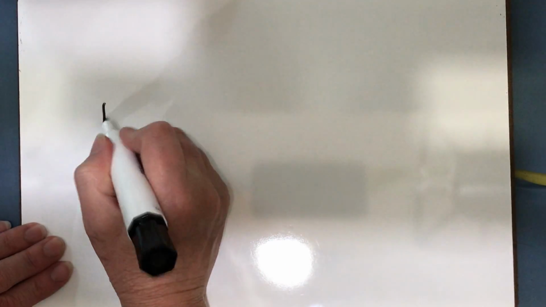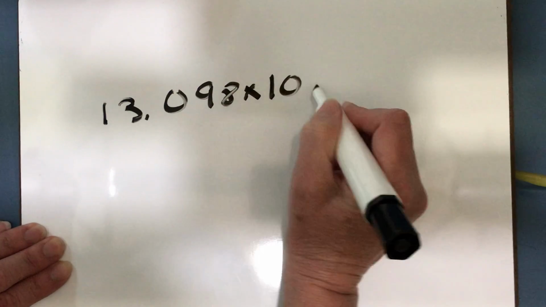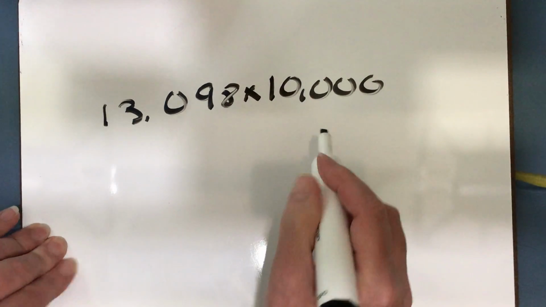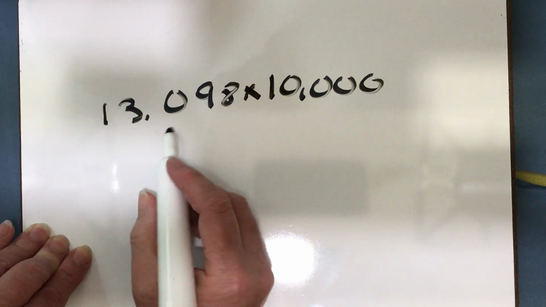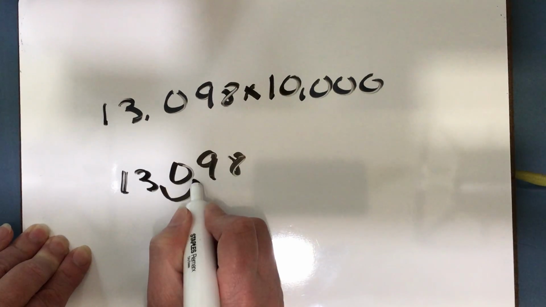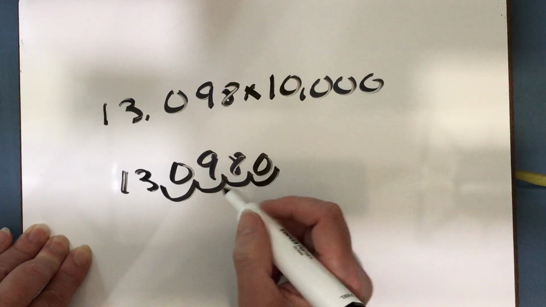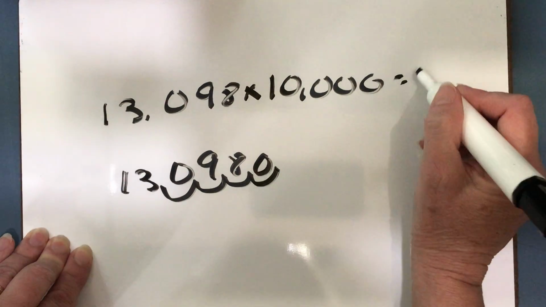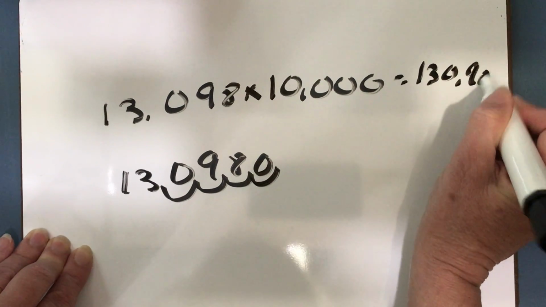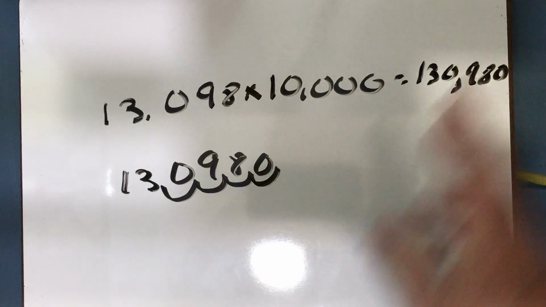Okay, let's look at number 7. Number 7 says 13 98/100 times 10,000. Okay, I have 4 zeros, 1, 2, 3, 4. So I'm going to move my decimal point 4 places to the right. 1, 2, 3, 4. So I have to put a 0 here. So this is going to equal 130,980. Okay, that's a comma, not a decimal point. 130,980.